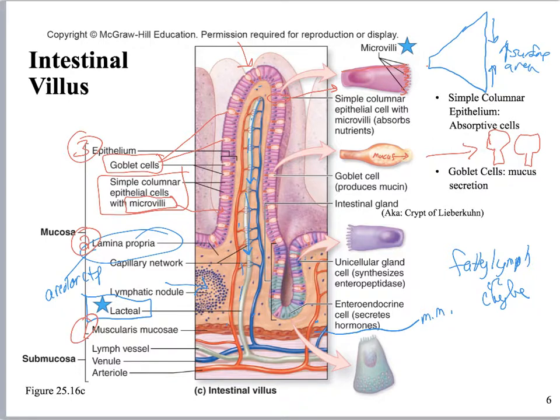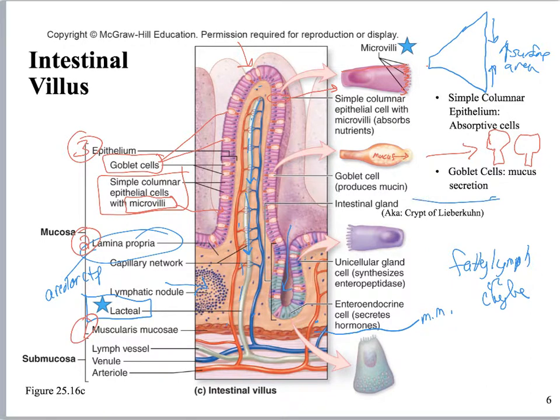Now down here in the pits, we've got intestinal crypts, and you'll find some specialized cells in there that secrete locally acting hormones, peptides, little things like that that are involved in digestion.